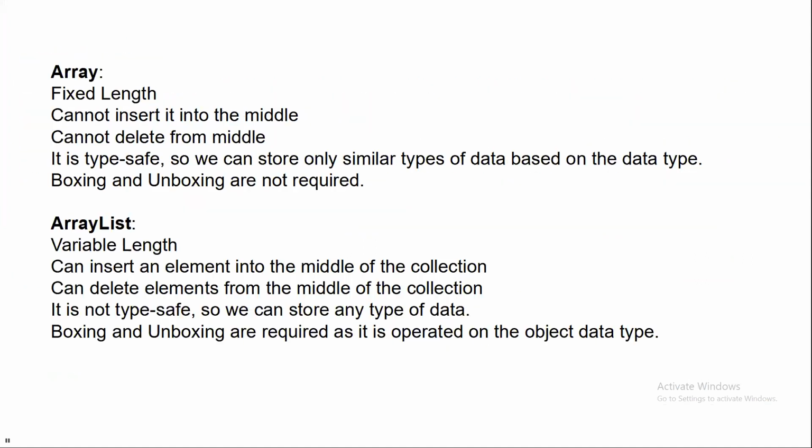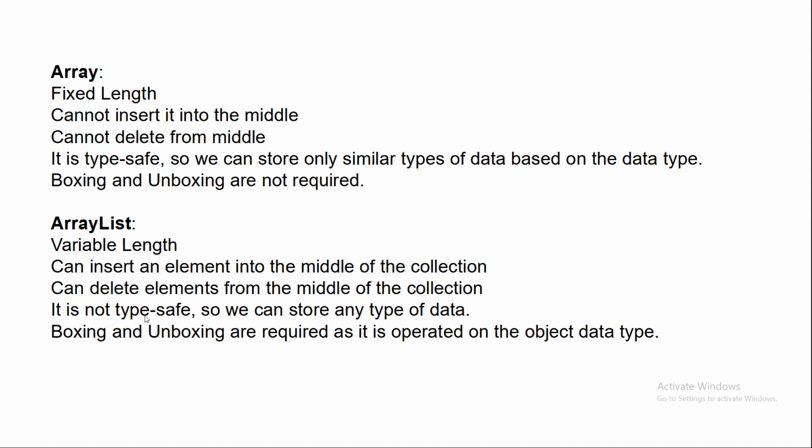Just remember, a quick recap about array and array list. An array is always a fixed length. You cannot insert a value into the middle, and you cannot delete from the middle position. It's type safe, so we can store only similar data types. You can only store either integer or float or character in that specific array.